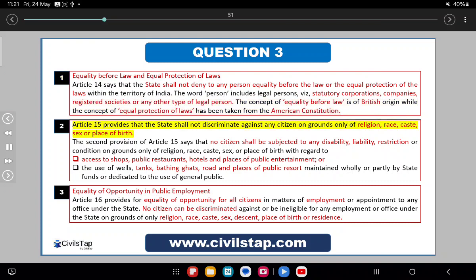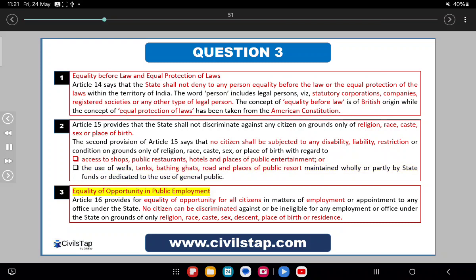1. Article 15 provides that the state shall not discriminate against any citizen on grounds only of religion, race, caste, sex or place of birth. The second provision of Article 15 says that no citizen shall be subjected to any disability, liability, restriction or condition on grounds only of religion, race, caste, sex or place of birth with regard to access to shops, public restaurants, hotels and places of public entertainment, or the use of wells, tanks, bathing ghats, roads and places of public resort maintained wholly or partly by state funds or dedicated to the use of the general public.